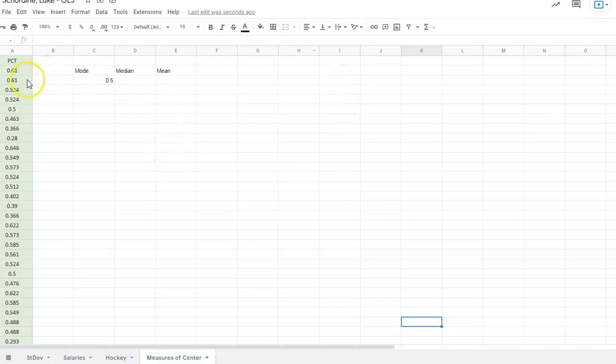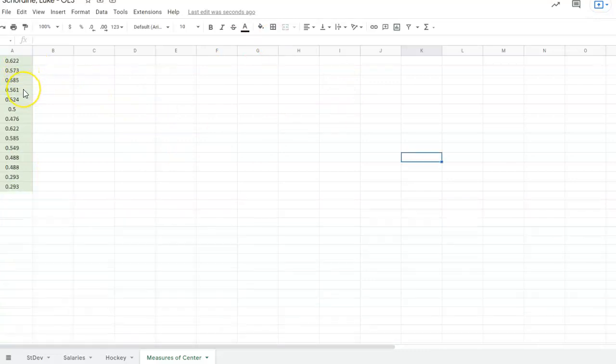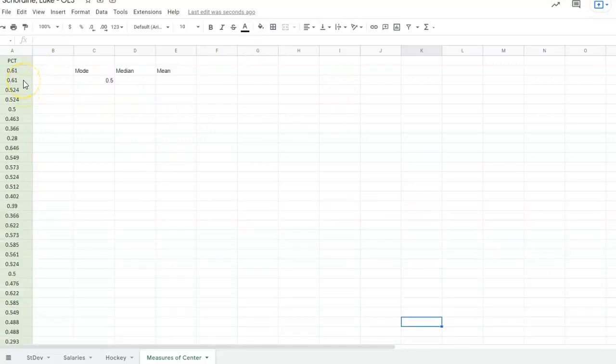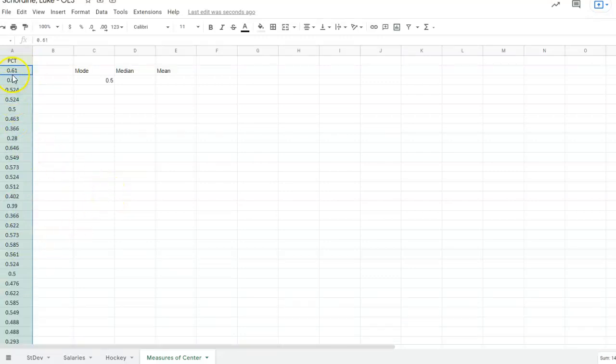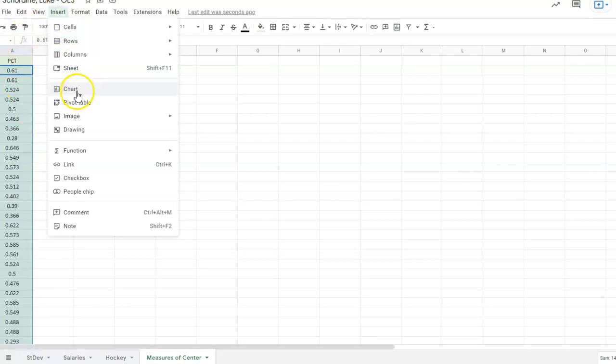And it's tough to do when you're just looking at data like this, the so-called raw data in a list form. However, last week you learned about turning data into a data display, and it's much easier to determine the shape if you're looking at a data display. I highlighted all of the pertinent data for my hockey winning percentages, and what I'm going to do is go into Insert and then go to Chart.